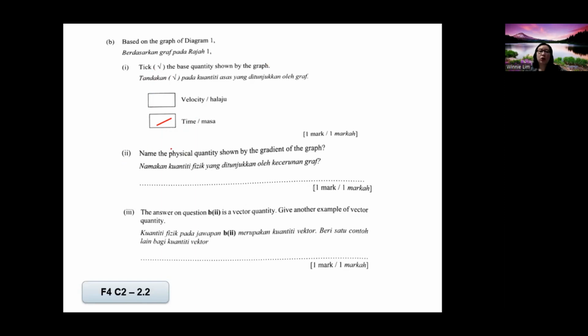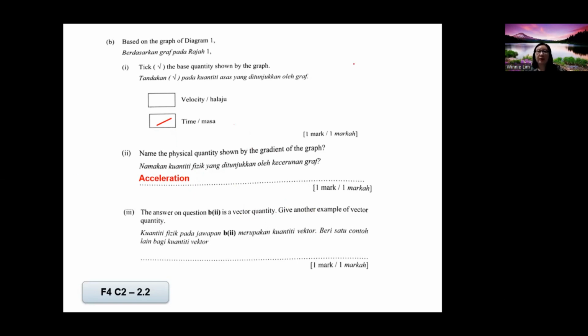Next, part 2: name the physical quantity shown by the gradient of the graph. Just now I did show, right? The gradient refers to what? Acceleration. And lastly, question B2 asks: is a vector quantity? Give another example of vector quantity. Just now teacher also gave you some ideas already.